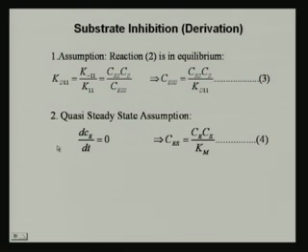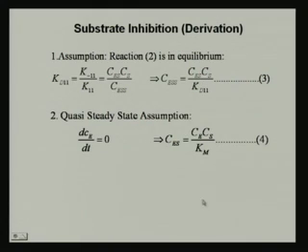Second is the quasi-steady state assumption for CES. There's a typo here. It should be dCES/dt, not dCE. dCES/dt equals 0, which gives you CES equals CE times CS over Km. So now you can substitute equation 4 in equation 3, and write your CESS as CE CS squared over Km.